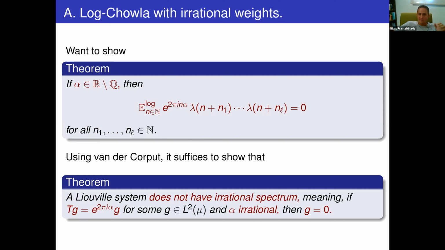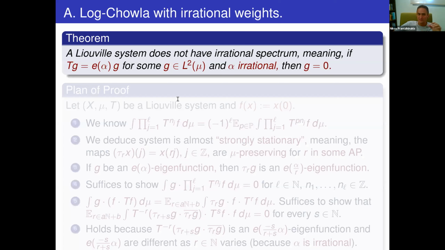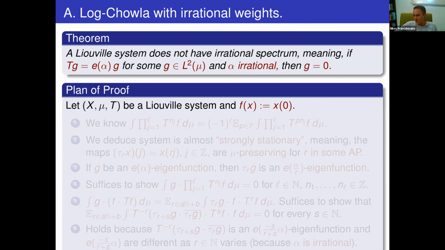So now we have a purely ergodic statement to prove, and I just repeat the statement here. Very briefly, I will tell you the steps. You don't have to understand them completely, just to get a sense of what is going on. So our starting point is we have a system that satisfies this identity of tau, and we want to show that any such system cannot have an irrational eigenfunction. Okay, that's the goal.